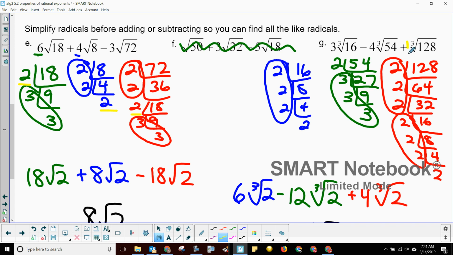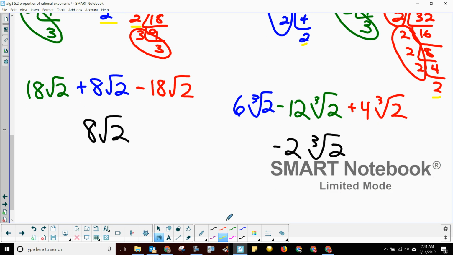4 times an invisible 1 right there gave me 4. And then each one of these again left a 2. So that's why they all say cube root 2. And yeah.